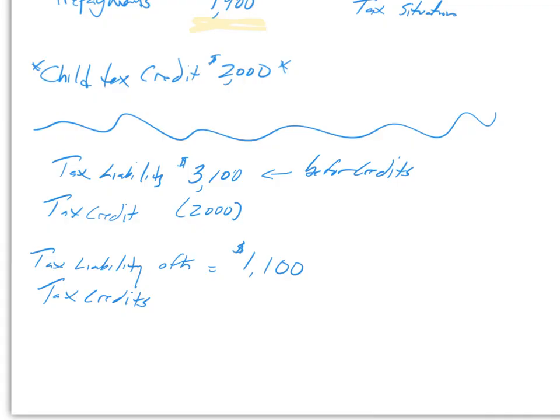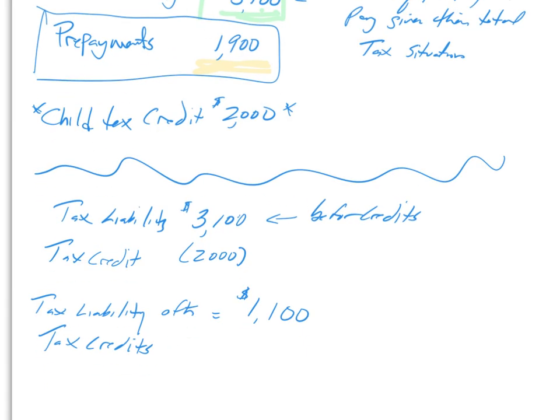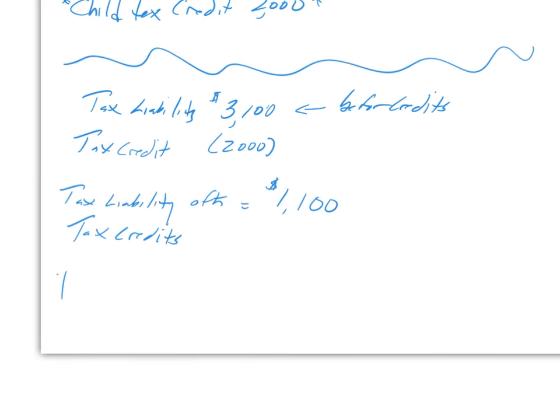And then we need to take our prepayments into consideration. And so our prepayments are $1,900. And so again, compare our after-tax liability to our prepayments. And what do we notice? We notice that our prepayments are larger. So we owe the federal government $1,100 throughout the whole year, right? But we already paid in $1,900.